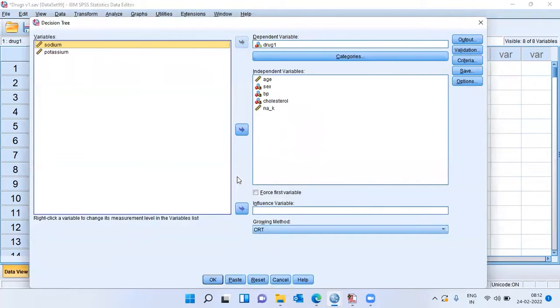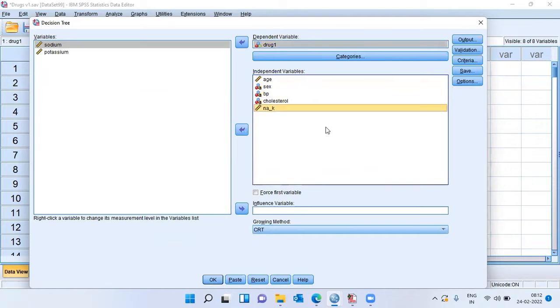The moment I click on Tree, a new dialog box opens up, and here you can see the dependent variable as drug. And when it comes to independent variables, I have taken age, gender, BP level, cholesterol, and sodium to potassium ratio. What is the method that we will be using to grow the tree? It is what is called CRT. CRT stands for classification and regression tree. It gives a binary split. Let me click on the option OK.